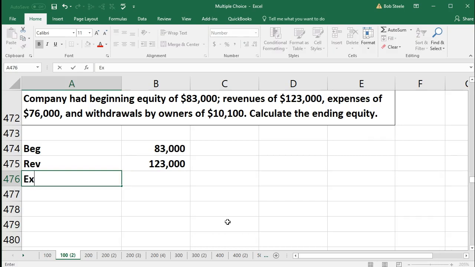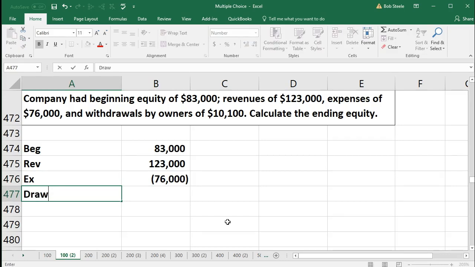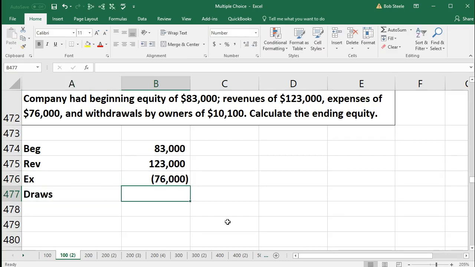Remember that net income would increase equity, and net income calculated as revenue minus expenses means that expenses will decrease net income and therefore decrease equity. I'm going to put that in as a negative. And then we have the withdrawals. I'm just going to call it draws. And that's going to decrease equity.